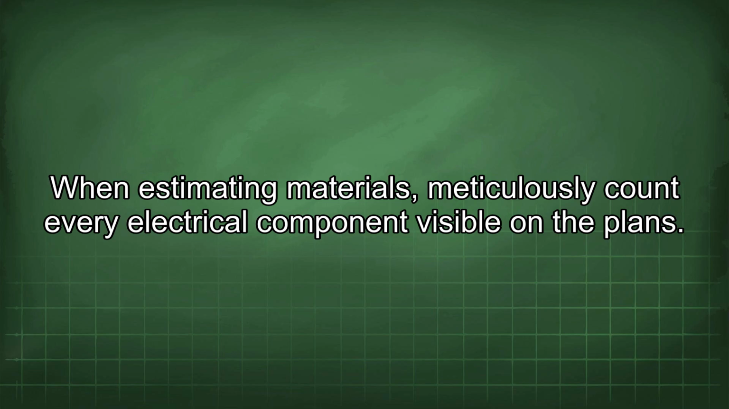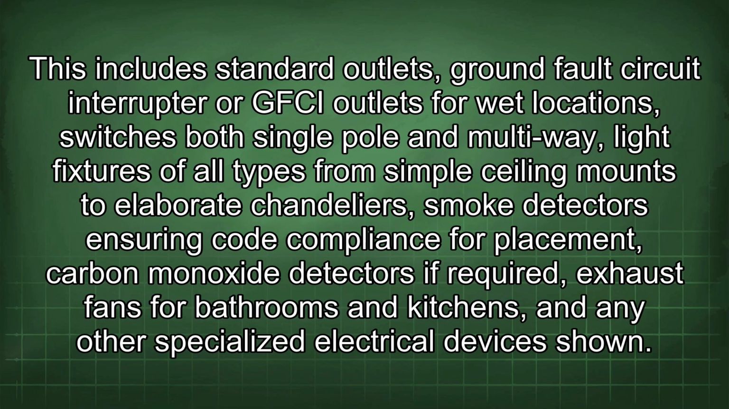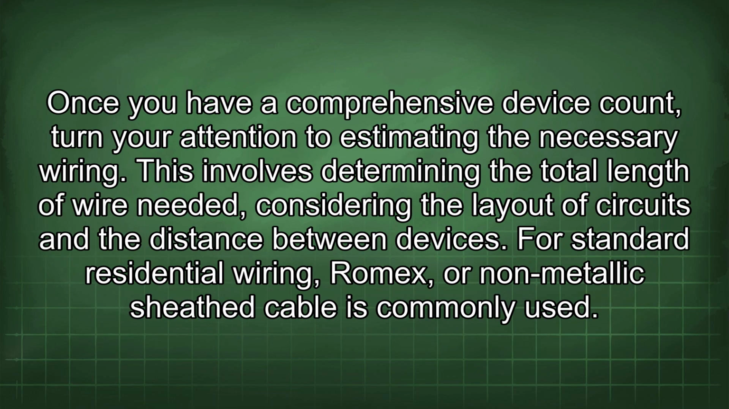When estimating materials, meticulously count every electrical component visible on the plans. This includes standard outlets, ground fault circuit interrupter or GFCI outlets for wet locations, switches both single pole and multi-way, light fixtures of all types from simple ceiling mounts to elaborate chandeliers, smoke detectors ensuring code compliance for placement, carbon monoxide detectors if required, exhaust fans for bathrooms and kitchens, and any other specialized electrical devices shown.